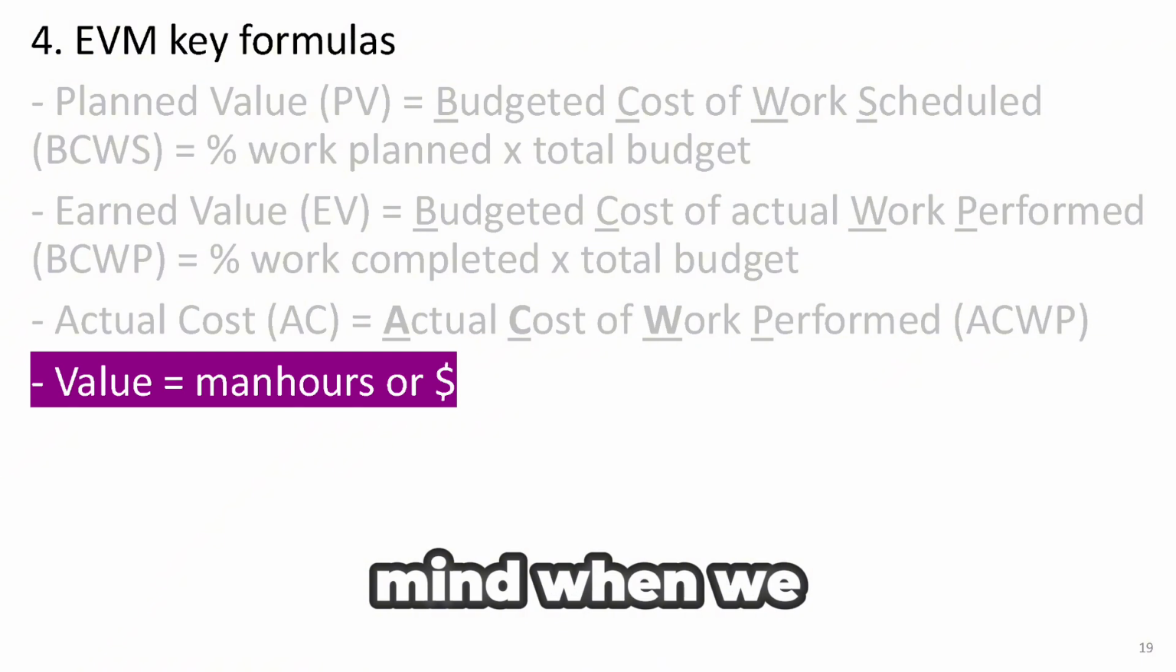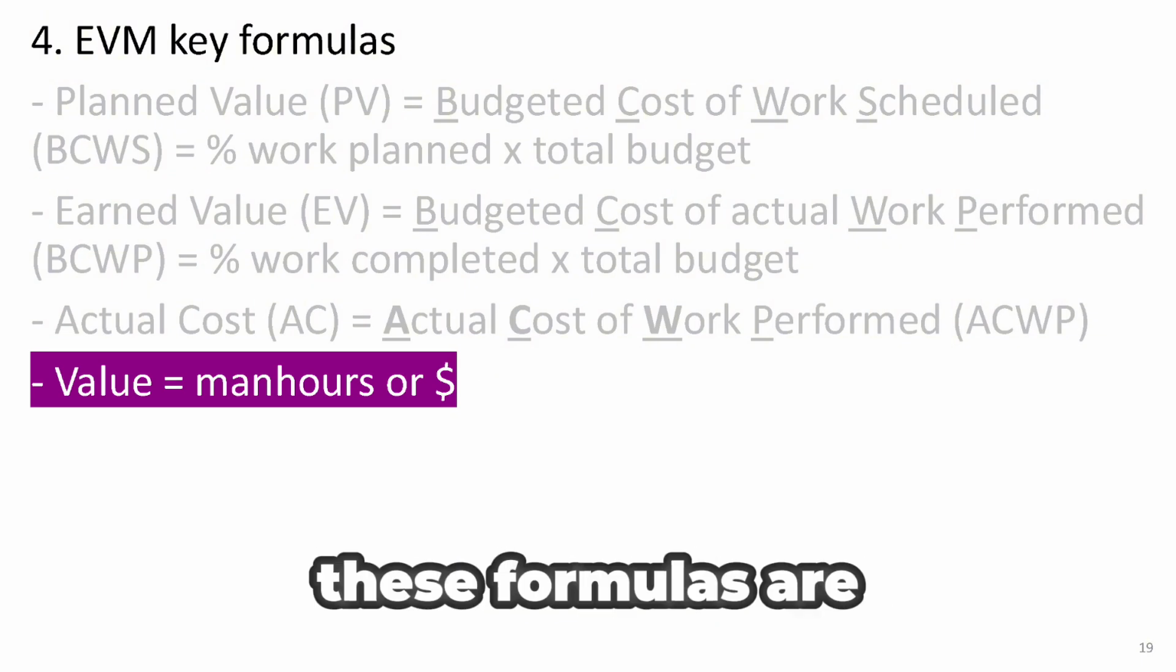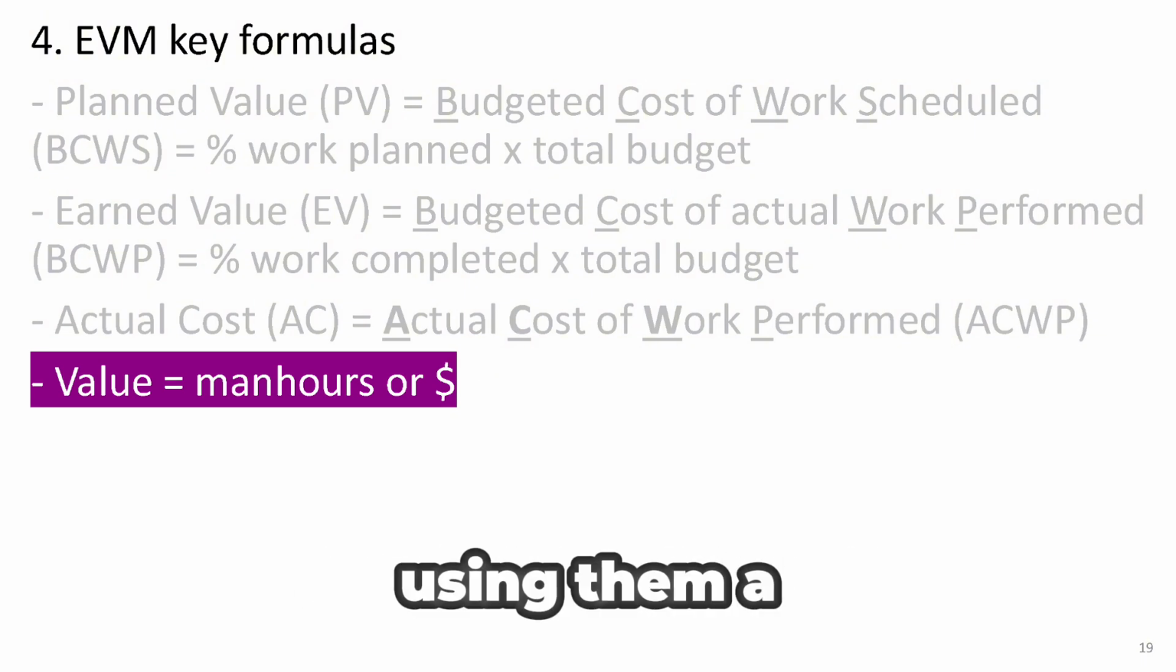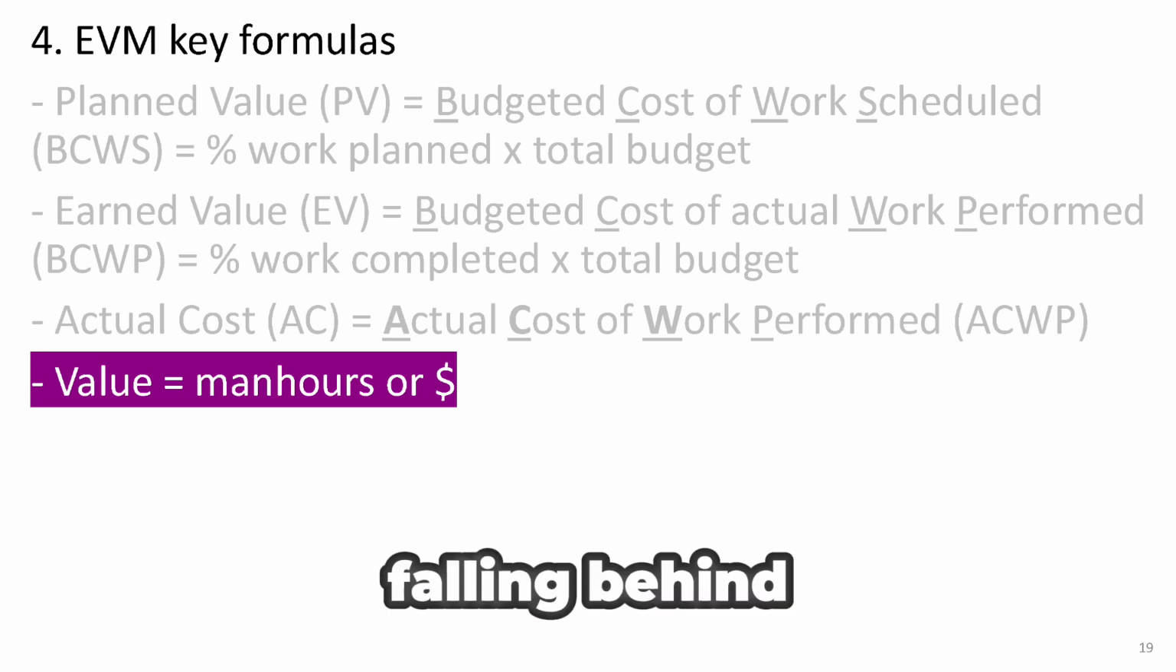Now, one thing to keep in mind when we talk about these values, PV, EV, and AC, they can be in terms of man-hours or money, depending on how the project is tracked. So you could be working in dollars, or you might be tracking labor effort in terms of hours or days. These formulas are the foundation of EVM, and we'll be using them a lot to see how a project's doing, whether we're on track, ahead, or falling behind.